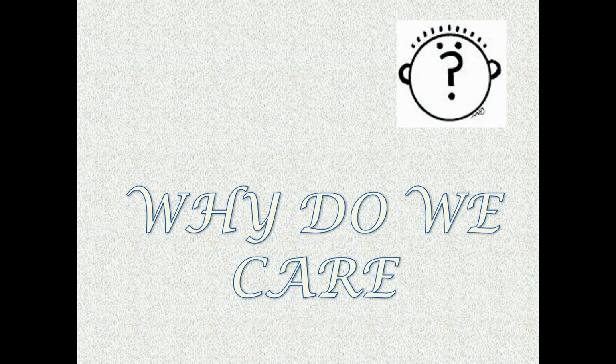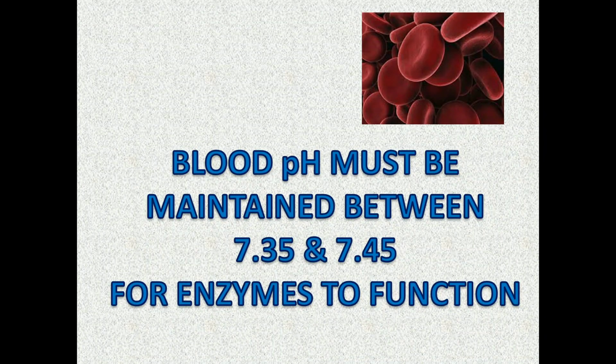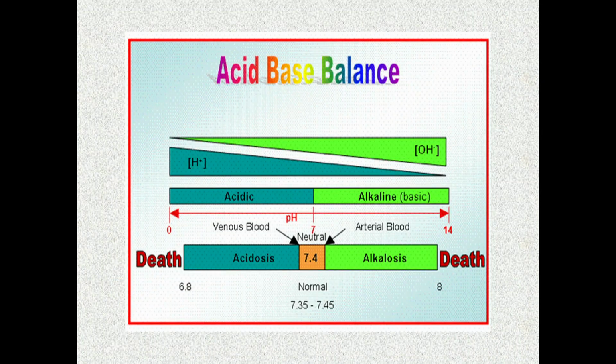The next stuff is not on a test or anything, it's just another why do we care. Most important reason we care is living systems. Our body is filled with buffers. Our blood has to be maintained between 7.35 and 7.45 for the enzymes to properly function. If I have too much OH minus, I get something called alkalosis. If I have too much acid, I get something called acidosis. And if I get too far away from that 7.35 to 7.45, I will literally die.